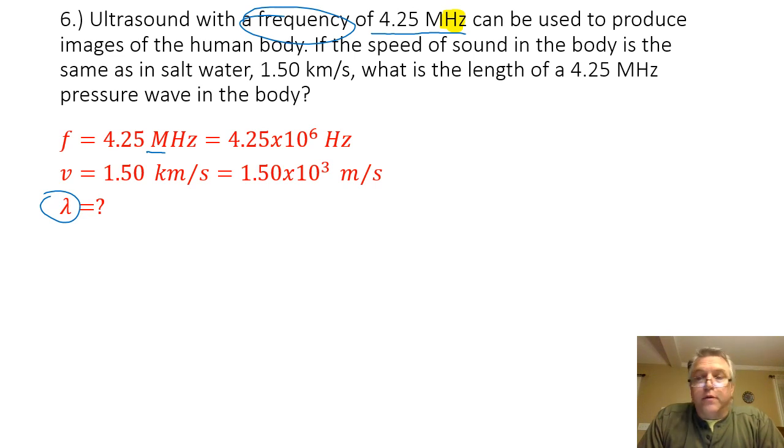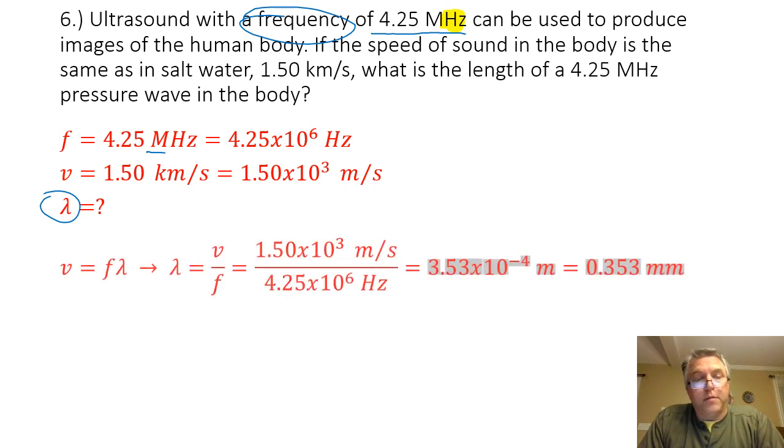So I have the frequency, I have the velocity, I am looking for the wavelength. In this problem, I need to use my wave speed formula. Velocity equals frequency times the wavelength. I rearrange my formula to solve for wavelength: the wavelength is equal to the velocity divided by the frequency.